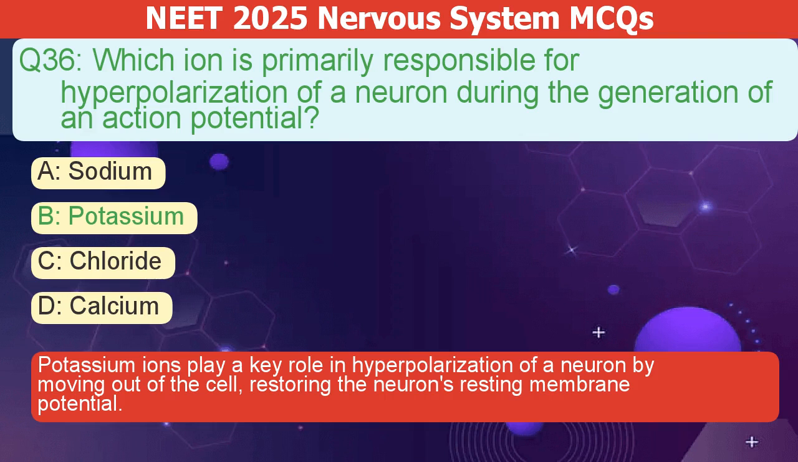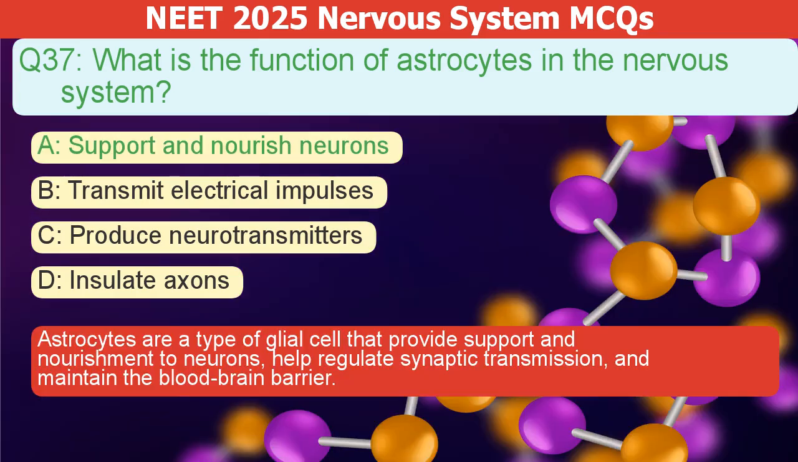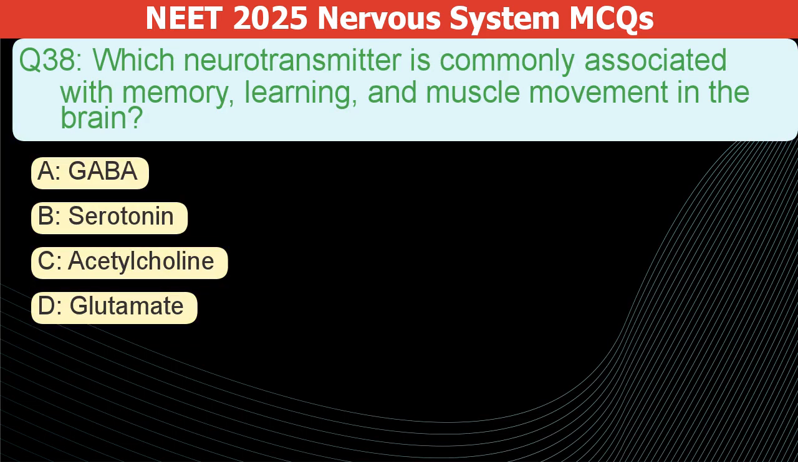What is the function of astrocytes in the nervous system? A. Support and nourish neurons. B. Transmit electrical impulses. C. Produce neurotransmitters. D. Insulate axons. The correct answer is A. Astrocytes are a type of glial cell that provide support and nourishment to neurons, help regulate synaptic transmission, and maintain the blood-brain barrier.